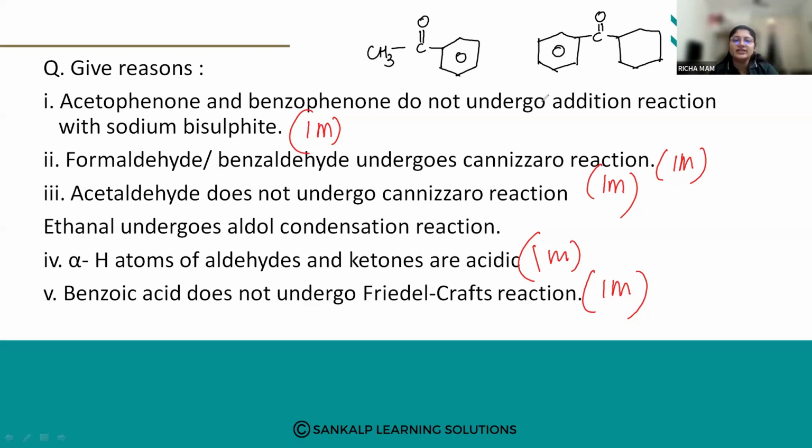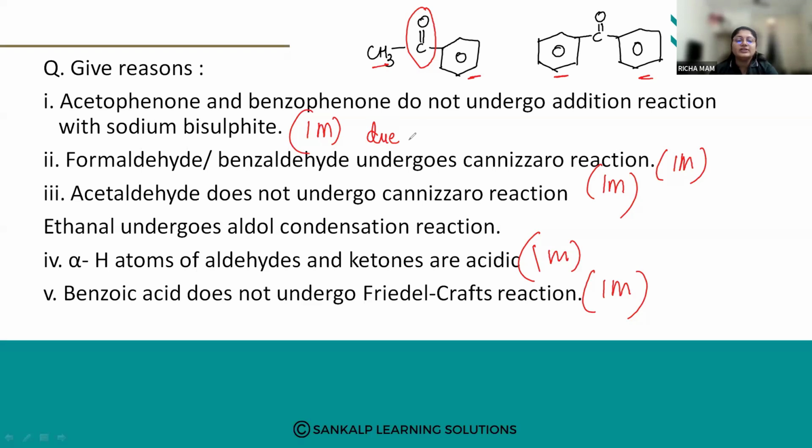So how does nucleophilic addition reaction take place? Your nucleophile will attack the carbonyl carbon. Now you can see across this carbonyl group, there are bulkier groups present. So the reason is due to steric hindrance of bulkier aryl groups.